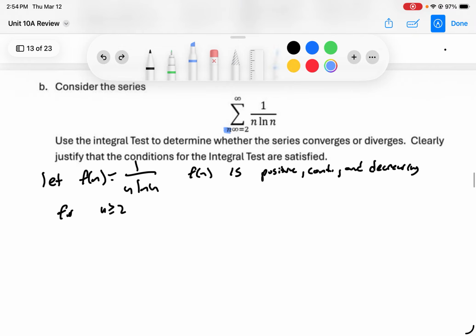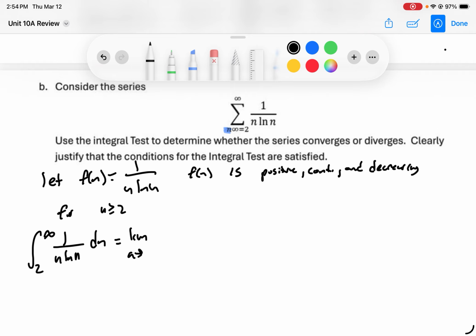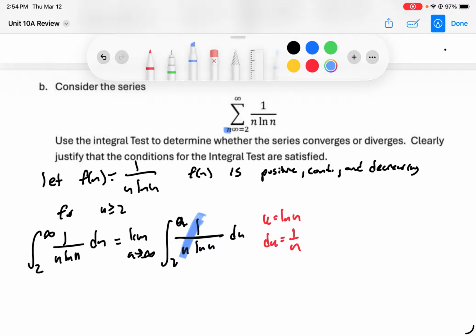All right, so from here, I'm going to find the integral from 2 to infinity of 1 over n natural log of n, dn. That will be equal to the limit as a approaches infinity of the integral from 2 to a of 1 over n natural log of n. And then I have to figure out how to integrate this. So I'm going to say u is equal to the natural log of n, so du is equal to 1 over n. And that works out because in the du there's the 1 over n.